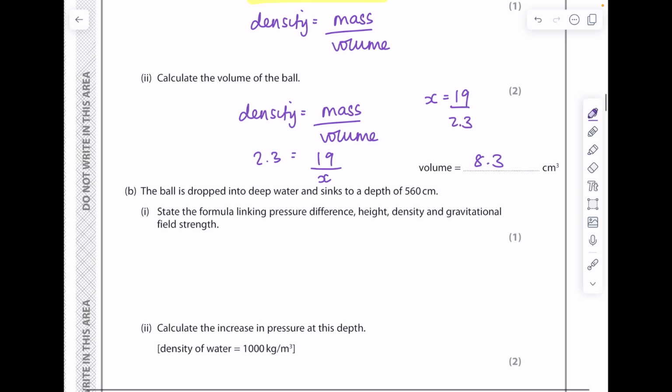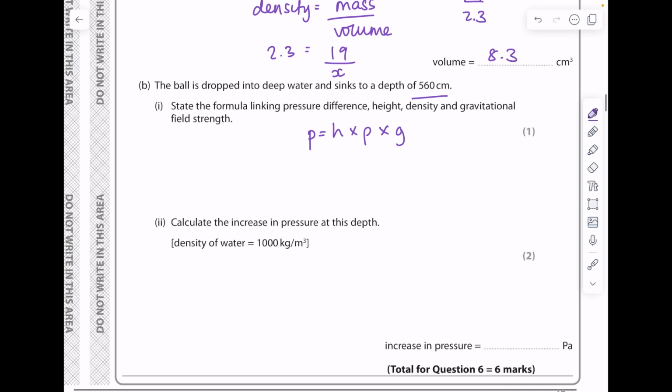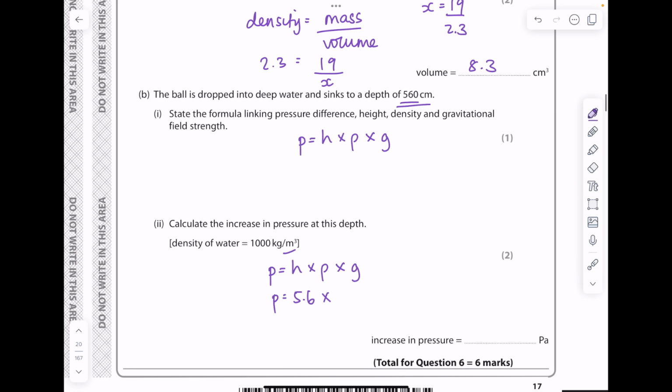The ball is dropped into deep water and sinks to a depth of 560 centimeters. State the formula linking pressure difference, height, density, and gravitational field strength. So pressure difference is height times density times gravitational field strength. Calculate the increase in pressure at this depth. Just be careful with your units. Because our density is given in meters cubed, I want my height in meters, so that's 5.6. My density is given here, it's 1000. Gravity, remember, is 10. So we get an answer of 56,000 pascals.